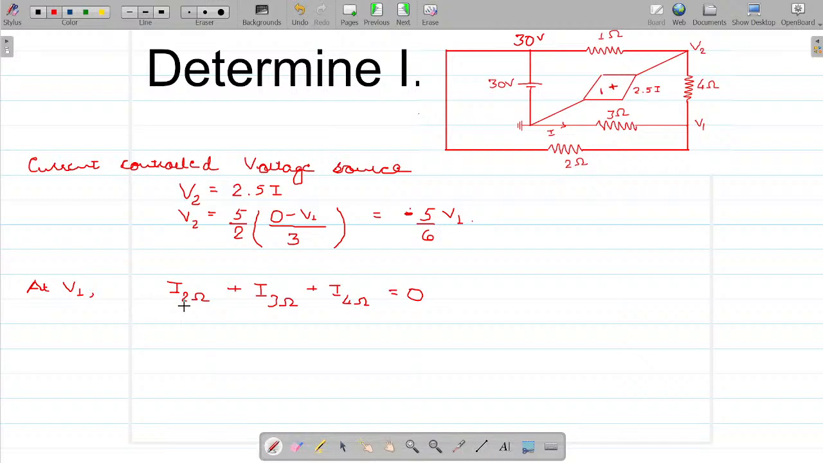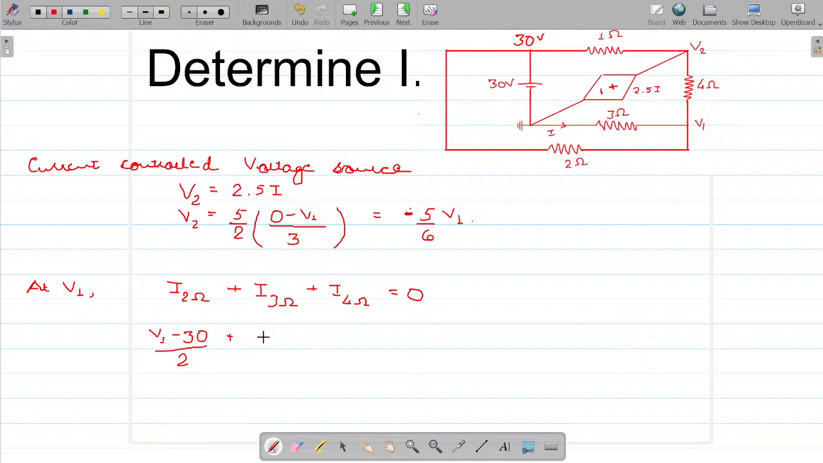Okay. Tell me what is the current in the 2 ohm resistor. Outgoing current, so V1 would be at higher potential, current flows from higher to lower, right? So V1 minus 30, see, this is V1, what is the next potential? It is 30 divided by what? 2.